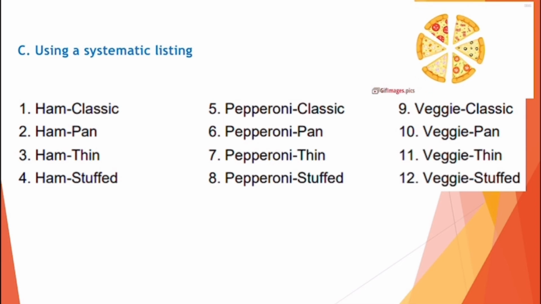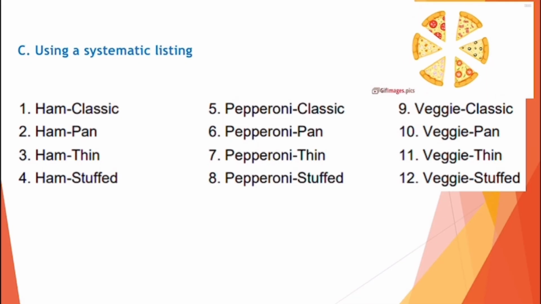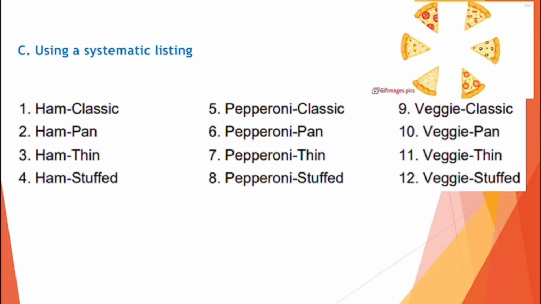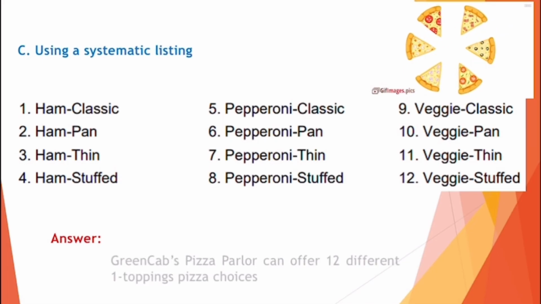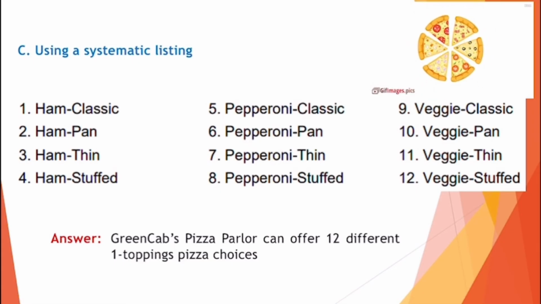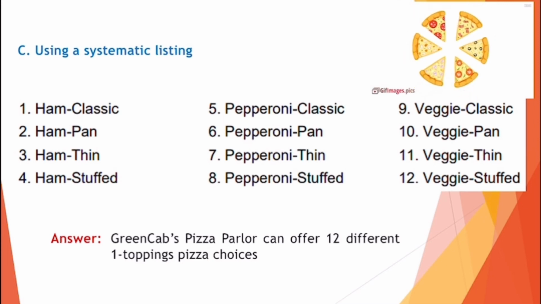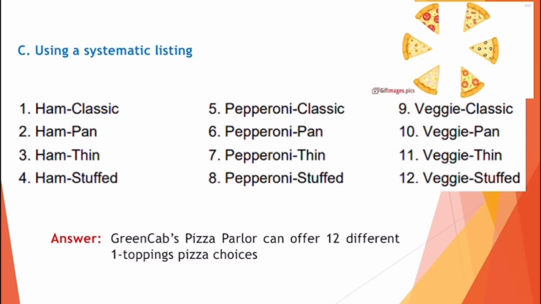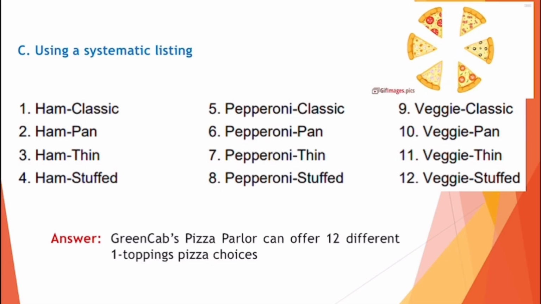Now, as you can see, systematic listing is easy to use compared to a tree diagram, because you just need to list the given to find the possible outcomes. For our answer, it's the same as the table. It's the same whether we use a table or a tree diagram. So again, Green Cub's Pizza Parlor can offer 12 different one-topping pizza choices. Now, let's take up another example.